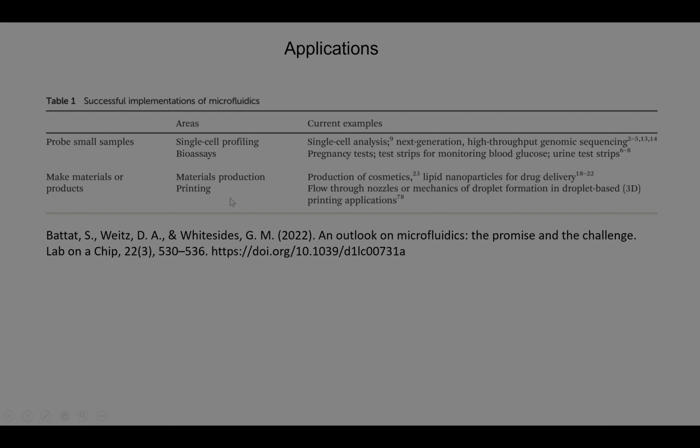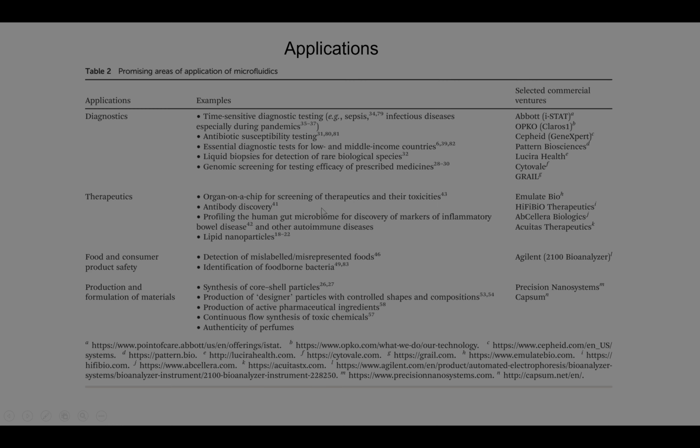Then applications. Mostly the successful implementation of microfluidics has been done in single cell profiling devices and material production printing. In the first area they have done single cell analysis, next generation high throughput genetic sequencing, pregnancy test strips, blood glucose monitoring, and urine test strips. Then material production printing covers production of consistent lipid microparticles for drug release, flow through nozzles, or mechanics of droplet formation in droplet based printing applications.